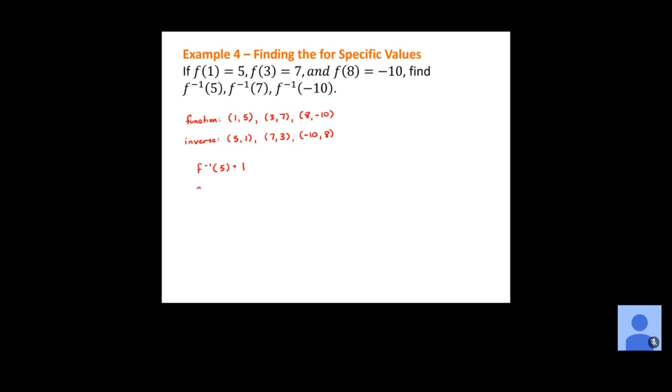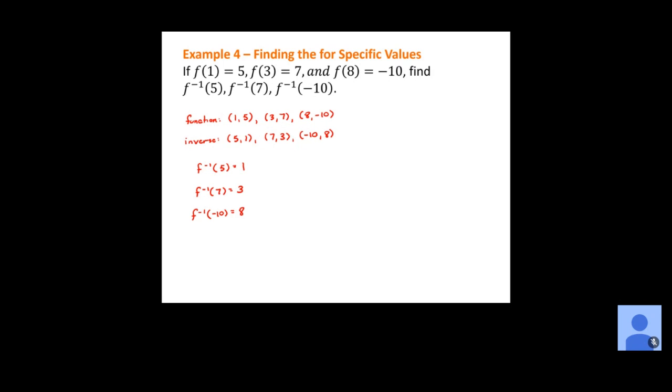Then we're looking for f inverse of 7. Same thing. I'm looking at my inverse points here. When x is 7, y is 3. So f inverse of 7 should be 3. And then finally, f inverse of negative 10. When x is negative 10, y is 8 for my inverse, so that value is going to be 8.